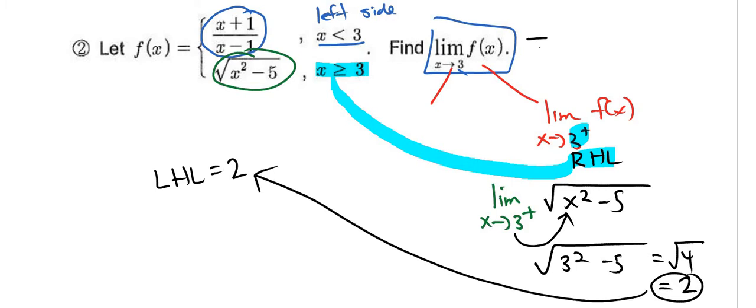So I can finally conclude that this answer here is just 2, and that's because the left hand limit equals the right hand limit. Okay, let's move on to question 3.